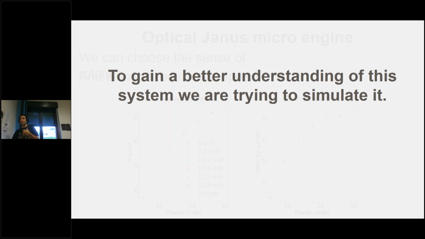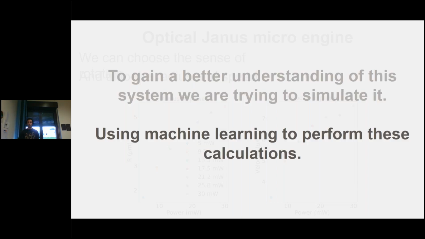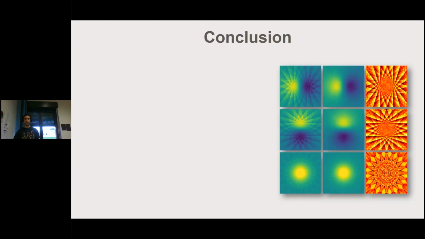And to increase our understanding of this, now we want to use the neural network to study what is the contribution of the optical forces to our system. With the speed and the accuracy of the neural network, we should be able to do many more simulations and hopefully get some more insights about why we are observing this phenomenon. This is currently something we are working on, using machine learning to perform these calculations.